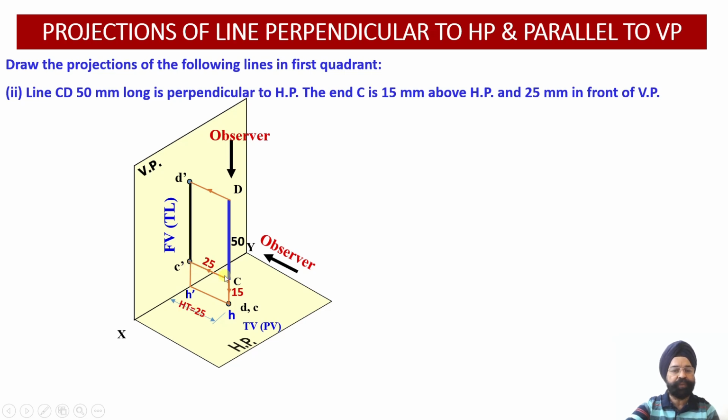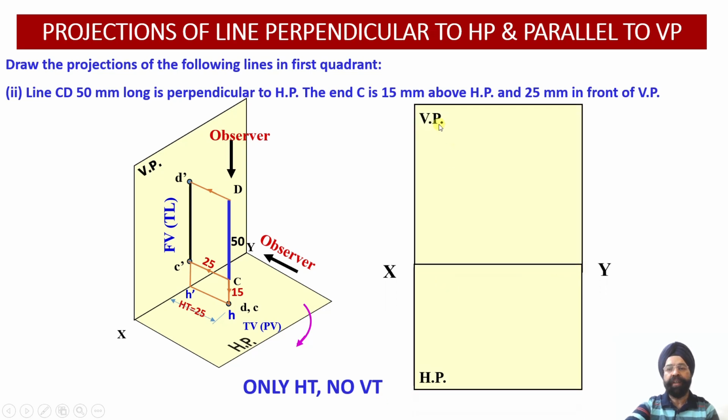Since the distance of the line from the vertical plane is 25 millimeters, my horizontal trace will be 25 mm. And next thing, does this line have any vertical trace? Answer is no. Why no? Because this line happens to be parallel to the vertical plane. Since this line is parallel to the vertical plane, it is not going to intersect with the vertical plane. So it won't have any vertical trace. I want to now rotate this line in order to draw the projections onto my drawing sheet. So this line will have only HT but no VT.